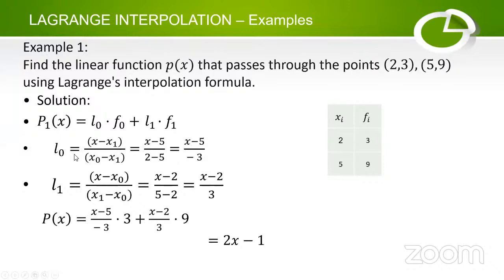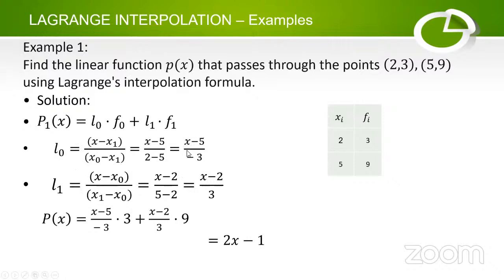So for the L0 in a first degree polynomial, we have x minus x1. Remember, x0 will not be at the numerator. Rather, it will be the one that will be repeated as the factor in the denominator. So we have x0 minus x1 in the denominator. We go to our table, pick our x1, which is 5, and plug it in. We pick our x0 minus x1 and plug it in.